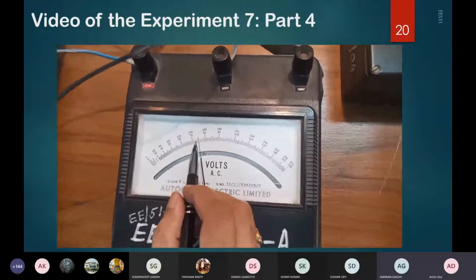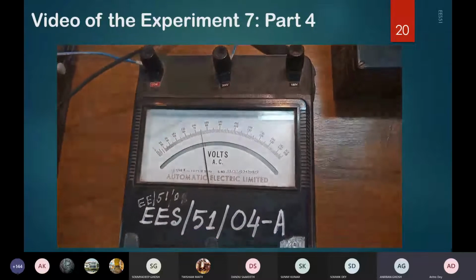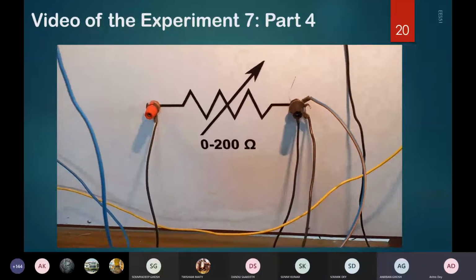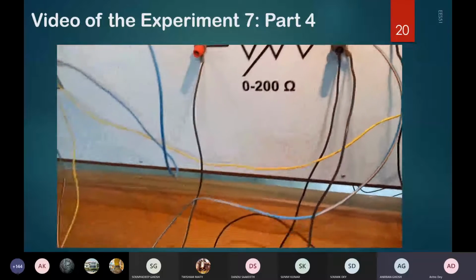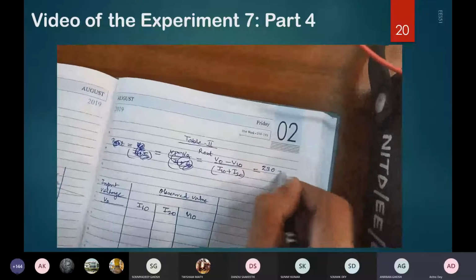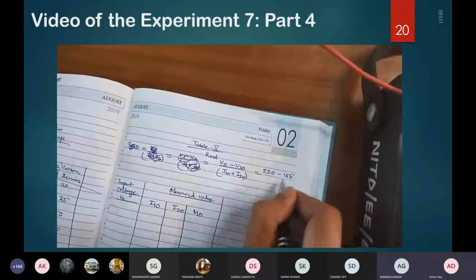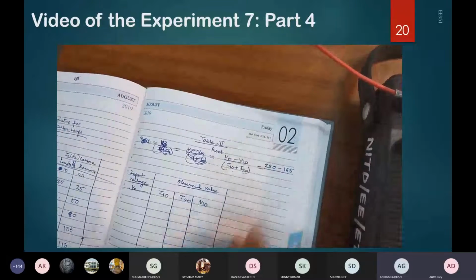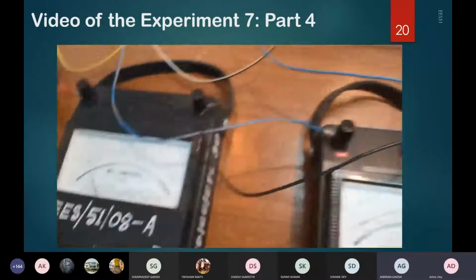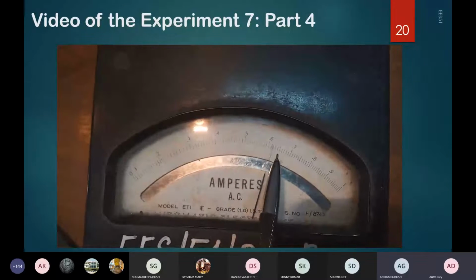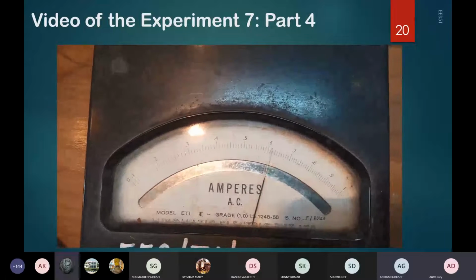So this is the drop across your lamps. Then what is the drop across the rheostat? This is your rheostat. So this drop is 230 minus 155. So 230 minus 155, we'll write it here. This is your 230 volt input. 155 is the steady state voltage drop across the lamps, and this I10 and I20 is the steady state current through these two ammeters. So this is the ammeter for the tungsten lamp. So you can see it is 0.61.